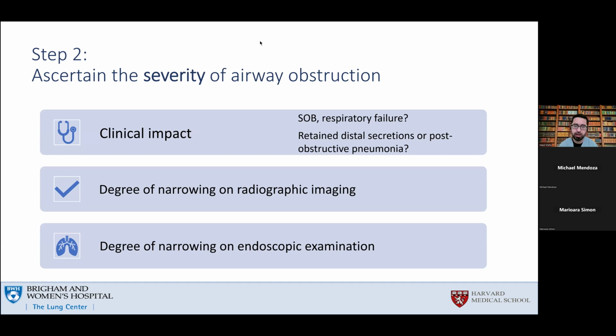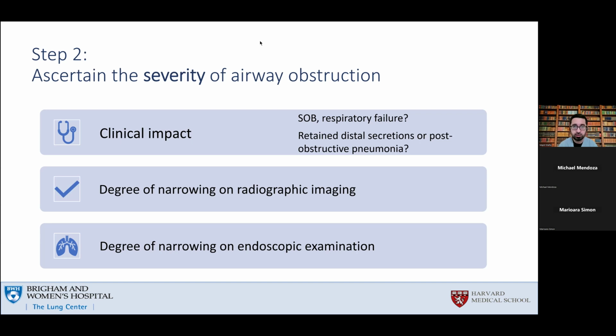We look at the clinical impact of the airway obstruction. Does the patient have any difficulty breathing? Are they actually in respiratory failure, intubated on the mechanical ventilator, and relieving that obstruction could potentially help them get off of the ventilator and extubate, live a life? Do they have a case where, even though the site of obstruction is relatively distal and not necessarily causing respiratory distress, it is nonetheless leading to retained distal secretions and leading to recurrent or just even a single case of post-obstructive pneumonia? How bad is the narrowing on radiographic imaging?